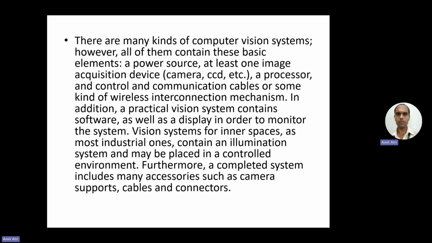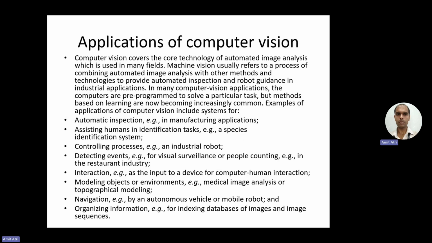Now coming to the applications of computer vision systems. One we have already discussed, in robotics. Now some other sectors as well where we are using this computer vision. This covers the core technology of automated image analysis, which is used in many fields. Machine vision usually refers to a process of combining automated image analysis with other methods and technologies to provide automated inspection and robot guidance in industrial applications. So the industrial sector as well, guidance to the robot, just as we discussed.